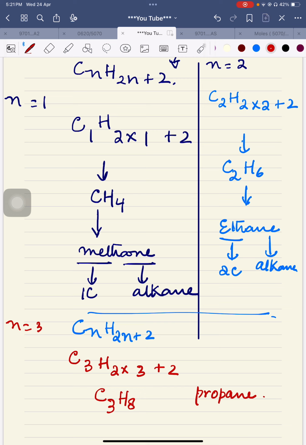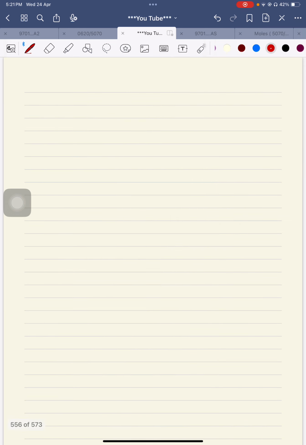Right now I'm on the next page, and we can say that in the case of the alkanes, what are the physical properties of the alkanes? Let's discuss the physical properties first, okay? Physical properties of alkanes, okay.